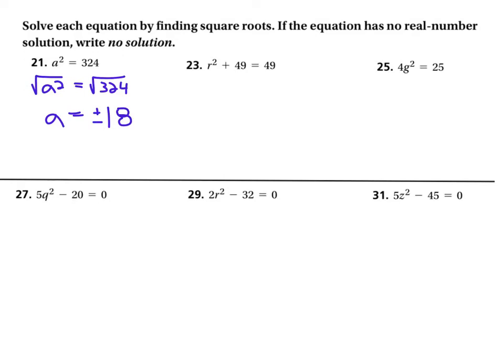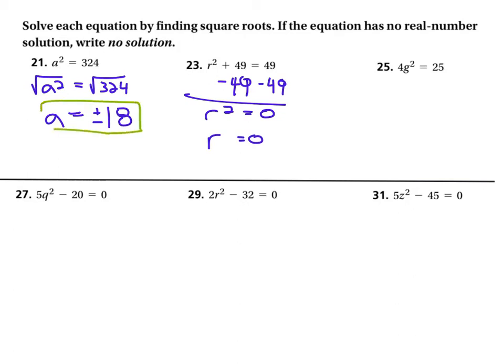Now, before you can square root it, what we need to do is sort out all of the rest of the things. So what we want to do for number 23 is to say minus 49, minus 49, and we get r squared equals 0. So then when we square root that, the square root of r squared is equal to the square root of 0, and that's just equal to 0. If it's 0, there's only 1. Square root of 0 is 0. So r equals 0.